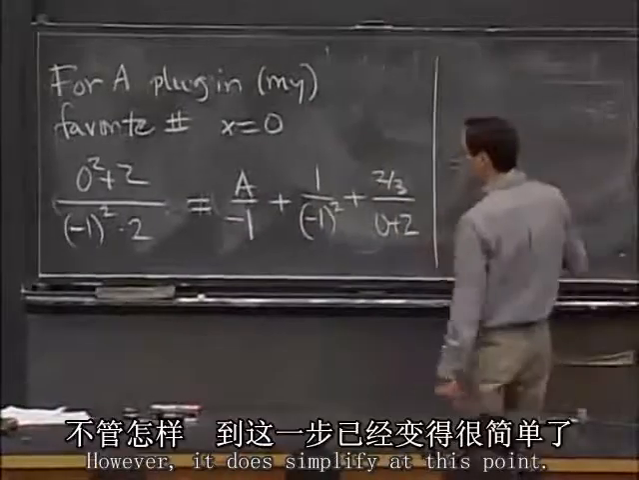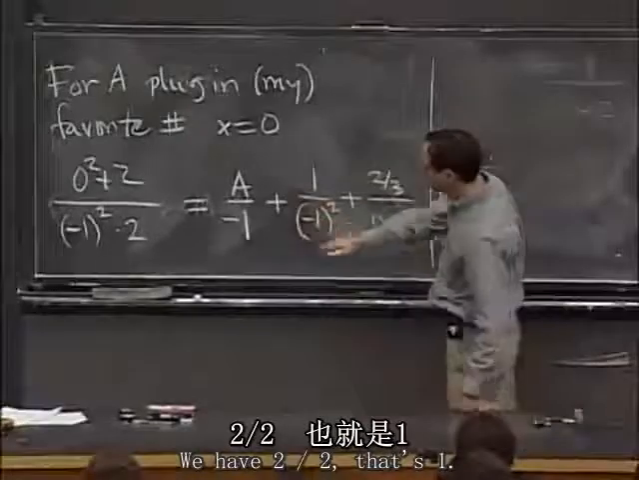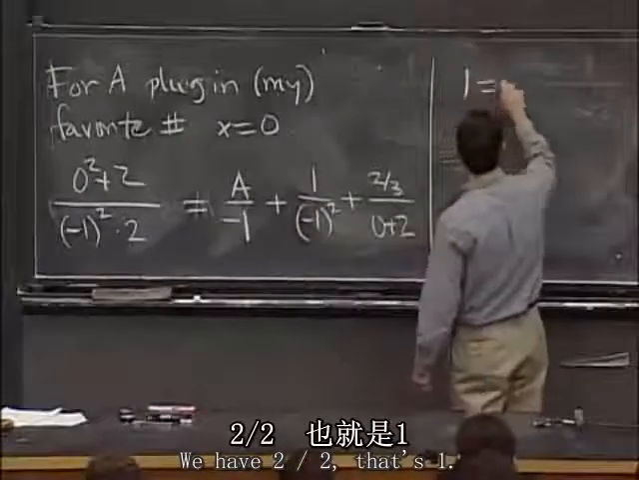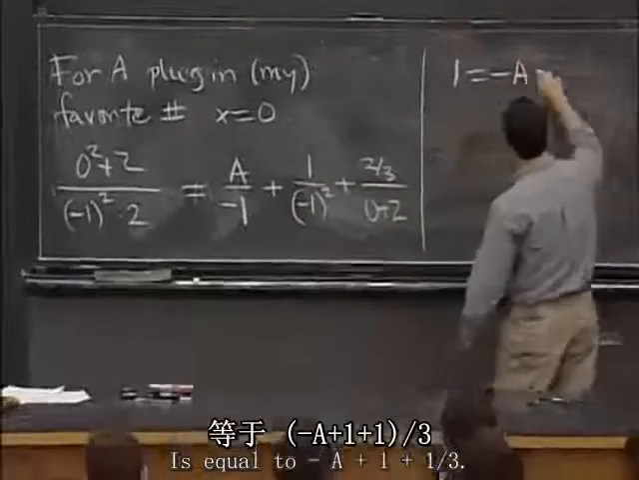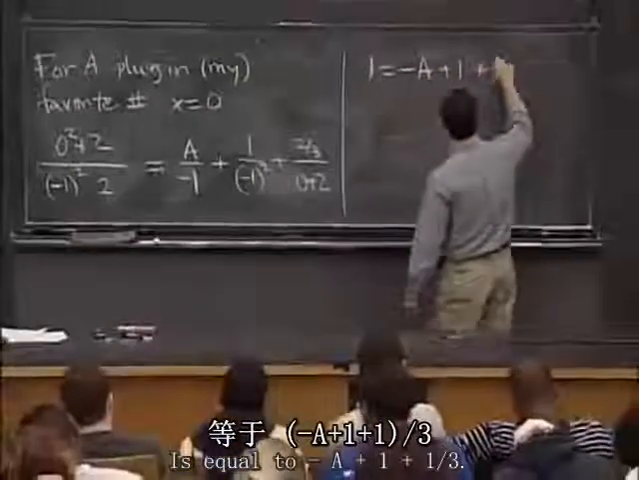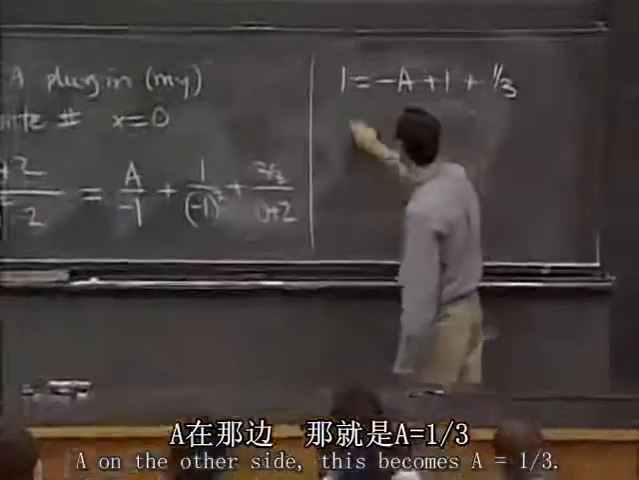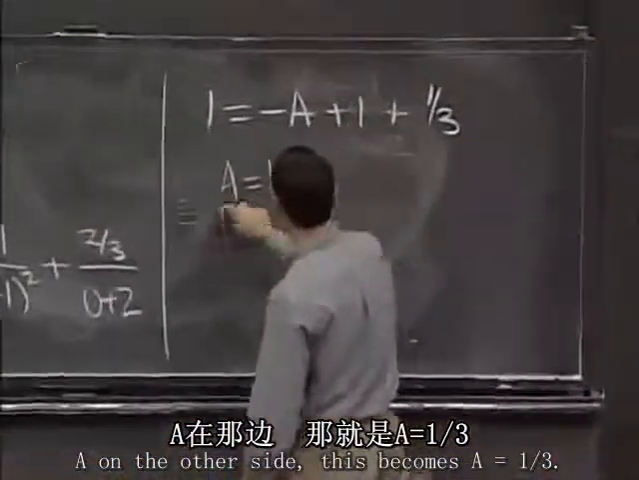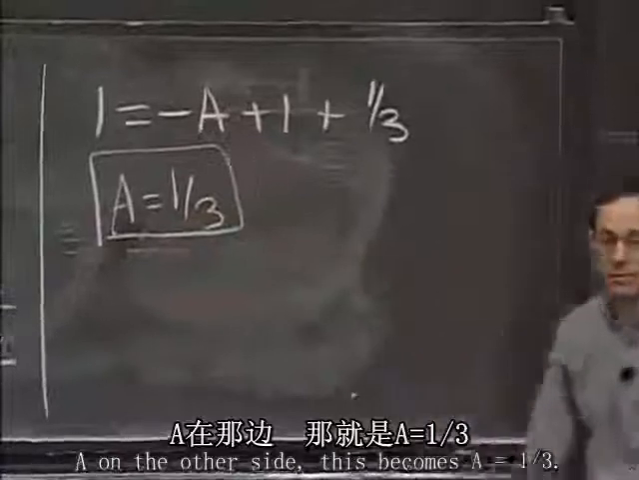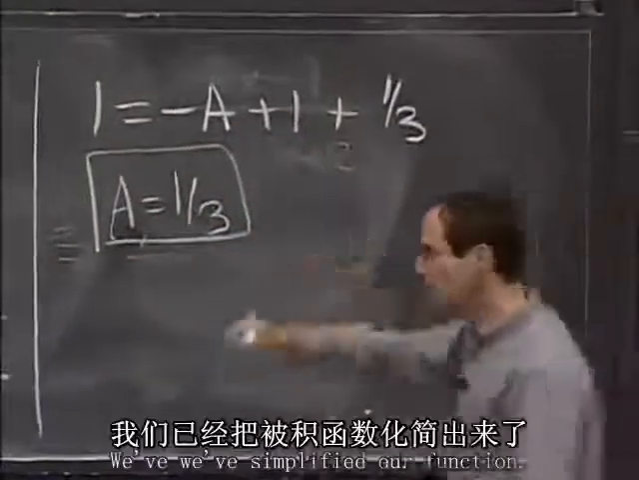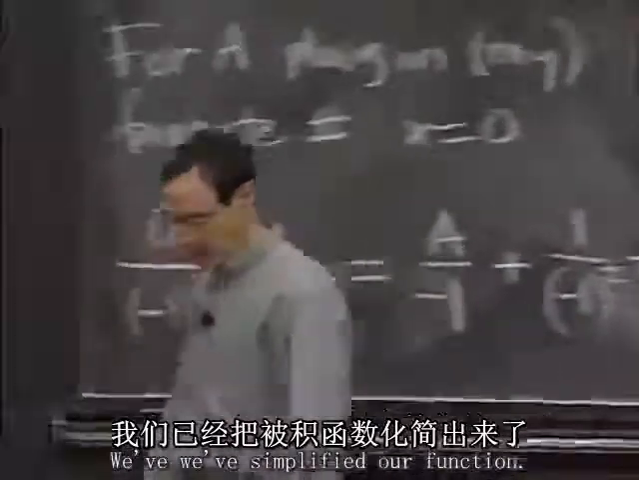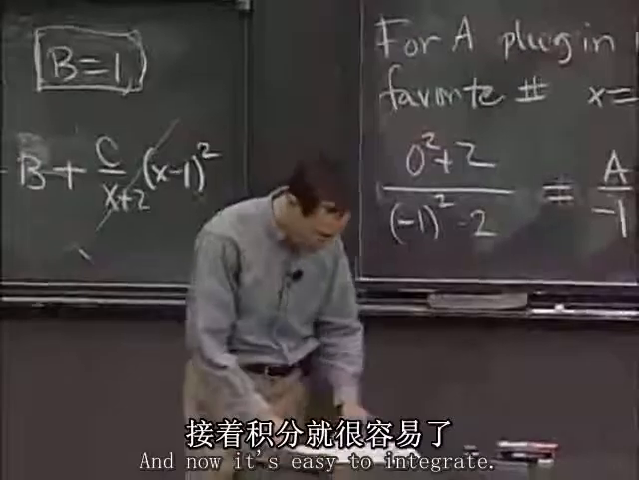However, it does simplify at this point. We have 2 over 2, that's 1, is equal to negative a plus 1 plus 1/3. So let's see, a on the other side, this becomes a is equal to 1/3. And that's it. This is the end. We've simplified our function, and now it's easy to integrate.